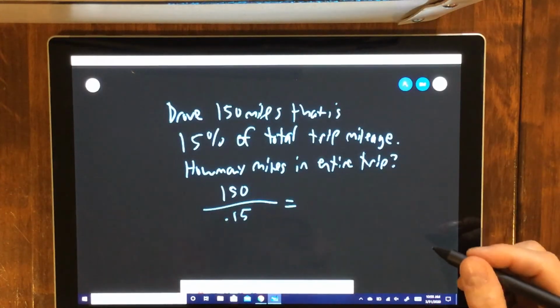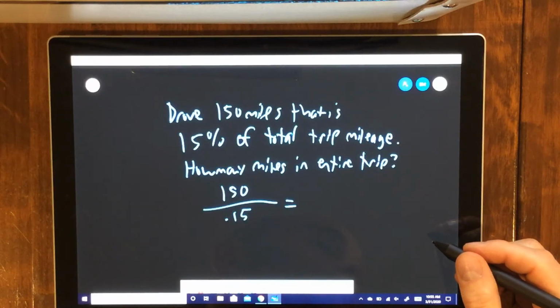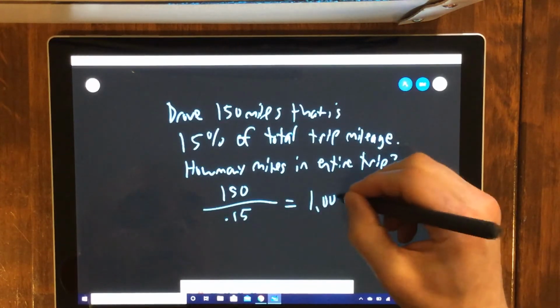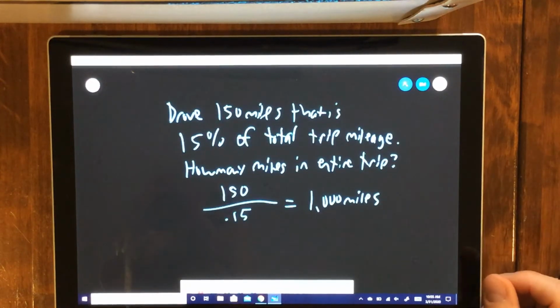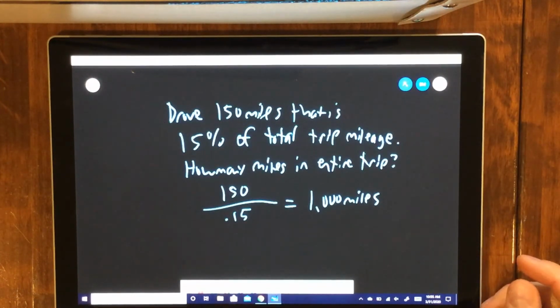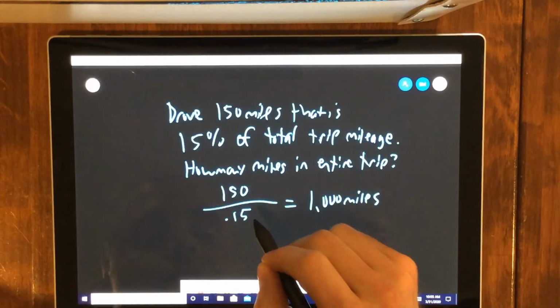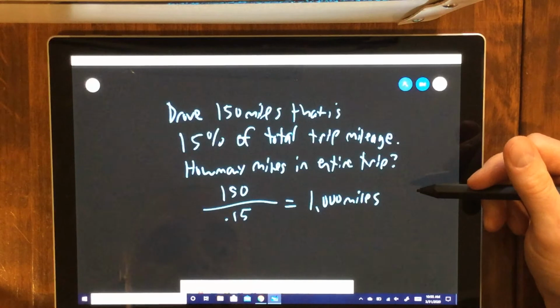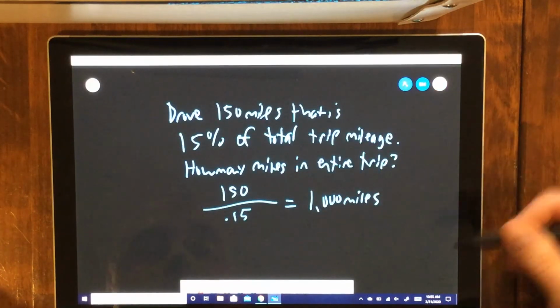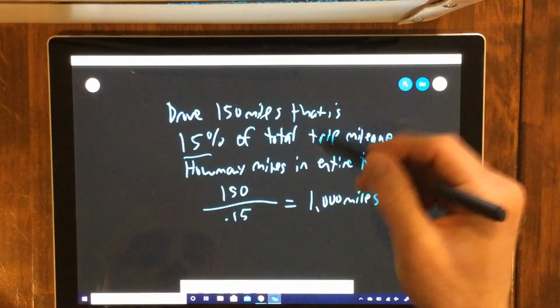So 150 divided by 0.15 is 1,000 miles. So that's your entire trip, right? Basically, if 150 is 15% of 1,000, then you know the total trip is 1,000, because it told me 15% of the way is 150.